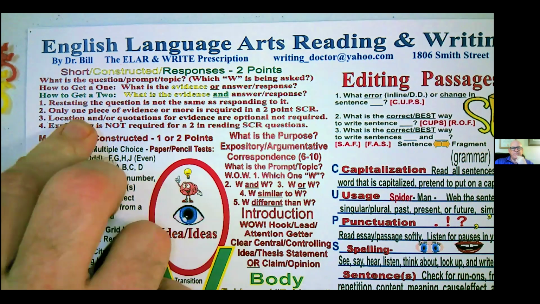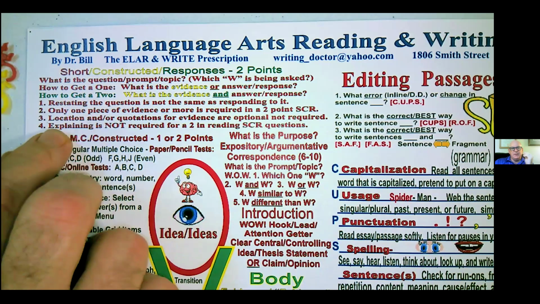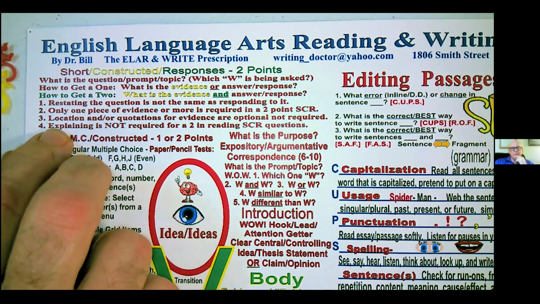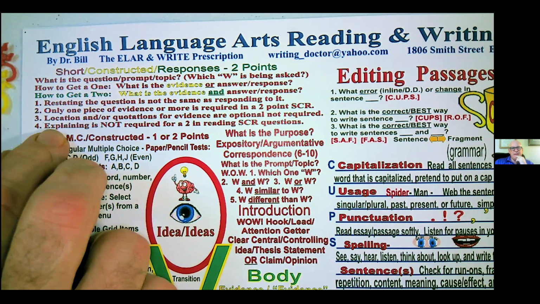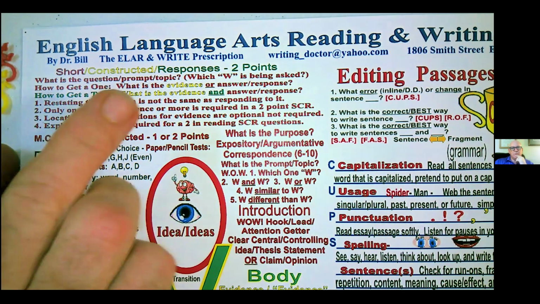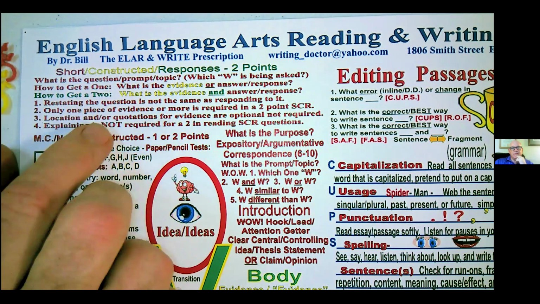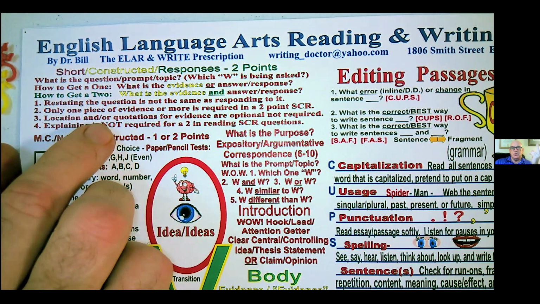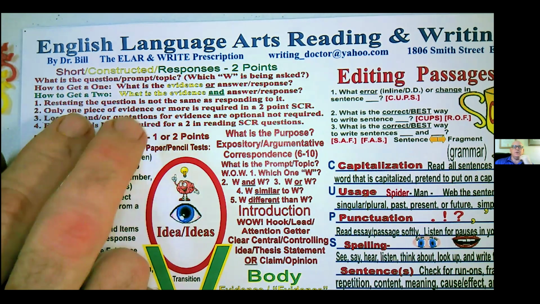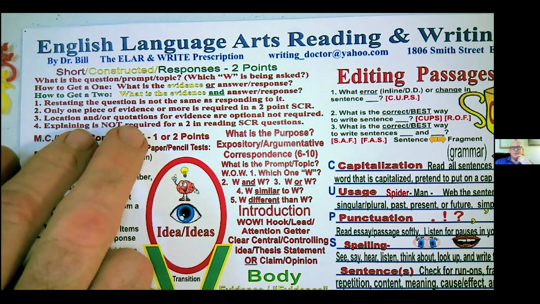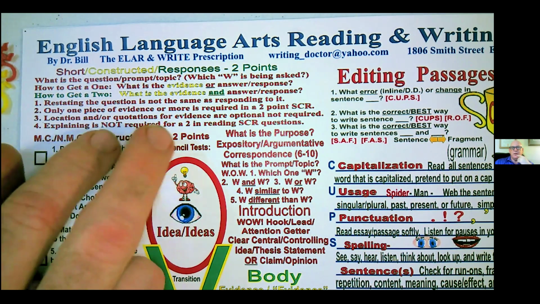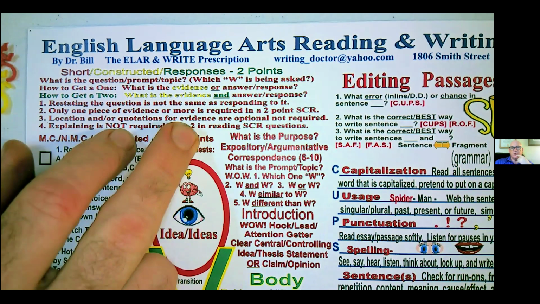And finally, I think finally we're getting this point cleared up. At the beginning, a lot of you were being told that you had to explain short constructed responses, okay? Because it doesn't say to develop your ideas in detail. All it has is 2 sentences to do 2 things, give the evidence and give the answer. Explaining is not required for a 2 in reading SCR questions.